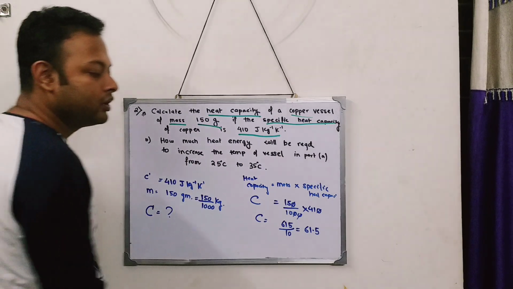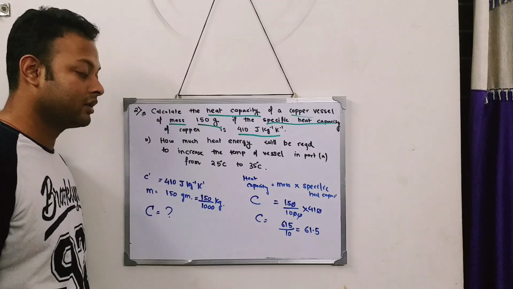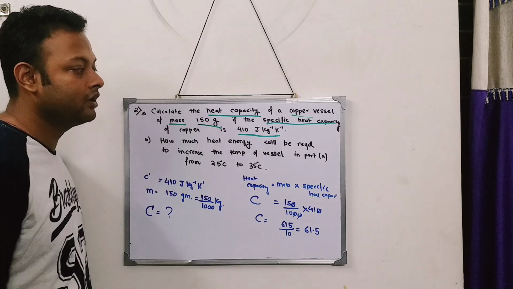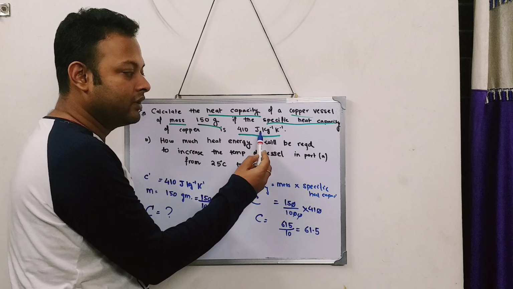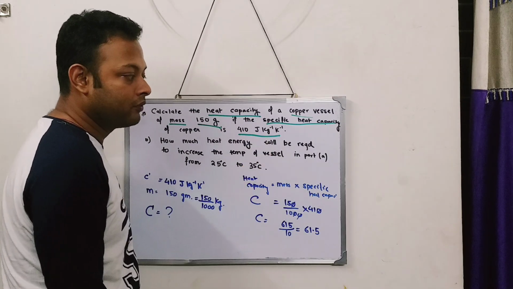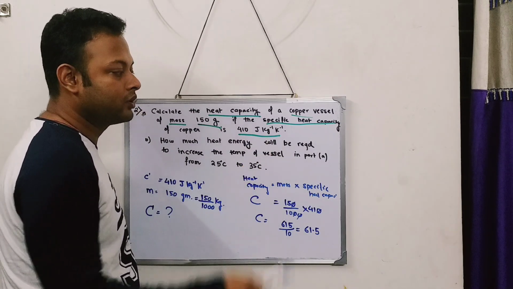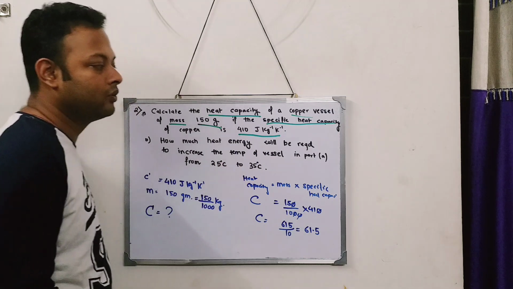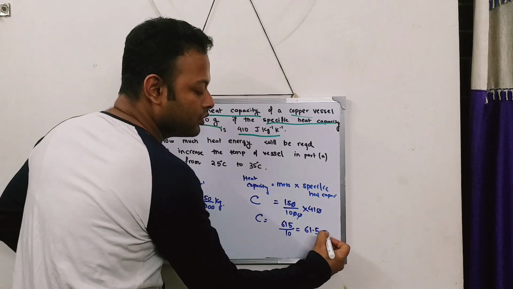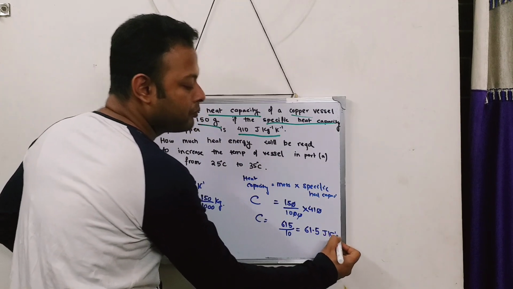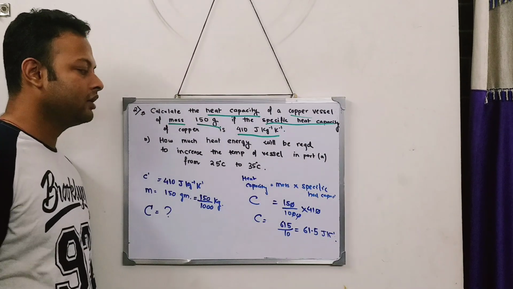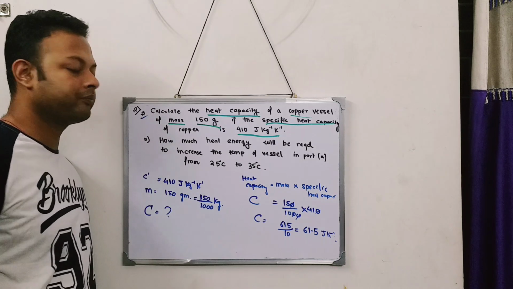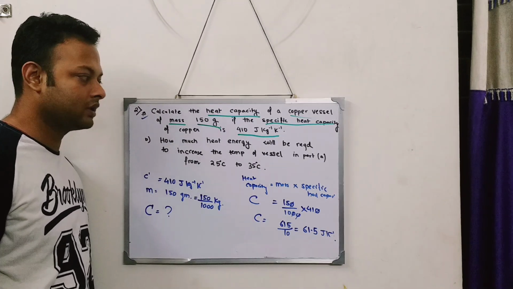Now what will be the unit of this 61.5? What is the unit of heat capacity? Heat capacity has everything, not the kg, because I told you it depends on mass, so it will not have that per kg value. So it will be joule per Kelvin. This is the first part of the sum. I hope you understood this sum.